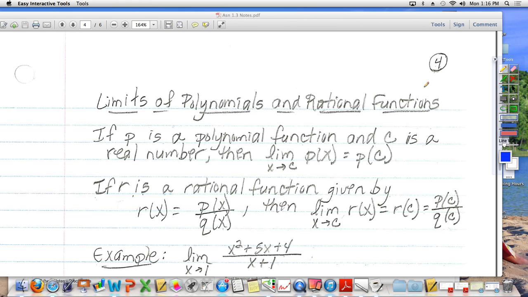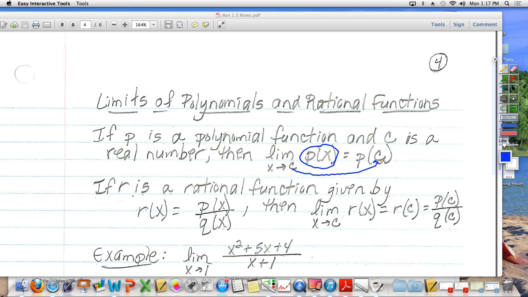If P is a polynomial function and C is a real number, then the limit of the polynomial, called P of x, you can find by just plugging in that value of C into the function rule. Now, polynomials are continuous. They go on and on and on. There are no breaks or gaps or asymptotes, so that's one of the reasons you can just plug that C value right in for x.